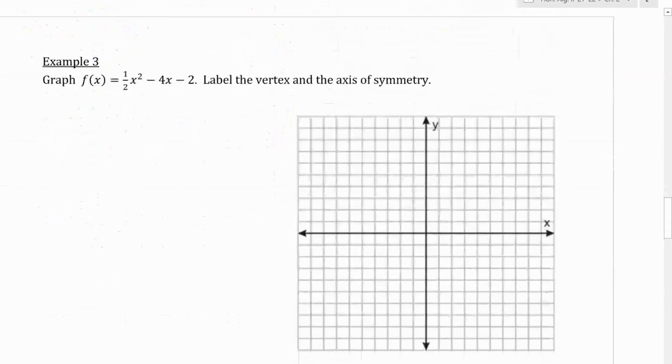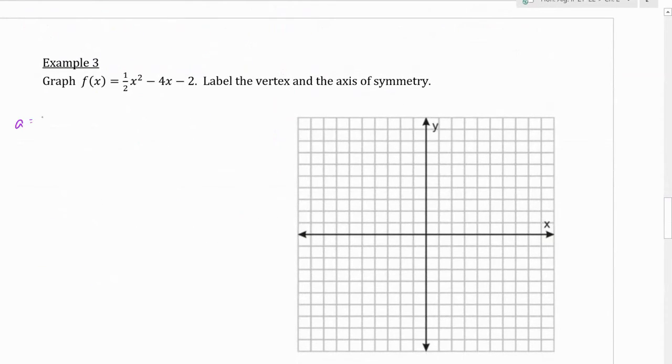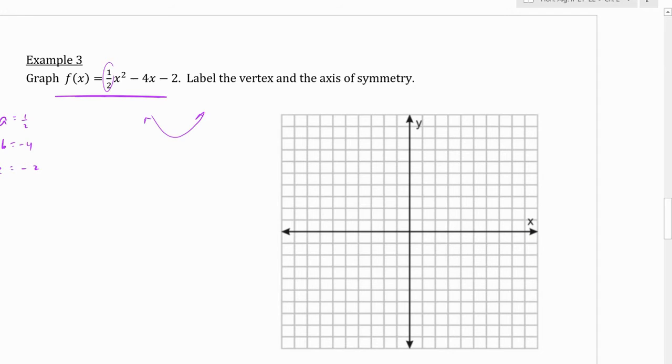Let's try another one. So I know A is a half, B is -4, C is -2. Just look at this. I know it's going to open up, because whatever's in front of the x squared, that's the A. So I know it's going to open up. I know it's going to be a little bit fatter than usual. And I know if I plug in a 0, I'm going to get out a -2. I'm going to put that y-intercept on there first thing. That is a point I can guarantee myself, and I can find that super easily.